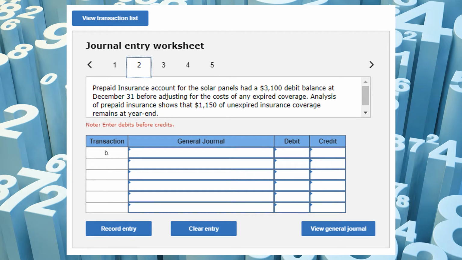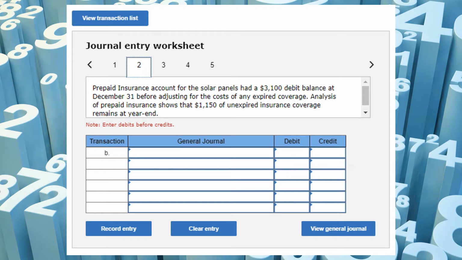The second transaction we need to add to our journal talks about prepaid insurance. The information on this can be found on pages 89 to 90 in our textbook. Again, we start with a debit to insurance expense and a credit to prepaid insurance. You need to figure out the correct amount to debit and credit. The company prepaid insurance account had a debit balance of $3,100 before adjusting the cost of the expired coverage. Now that $3,100 is for mine. Be sure and look up the appropriate numbers for yours.